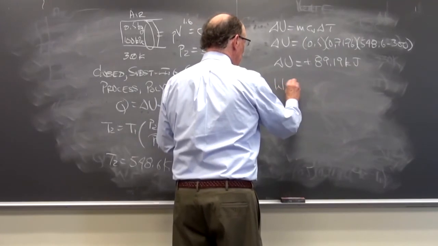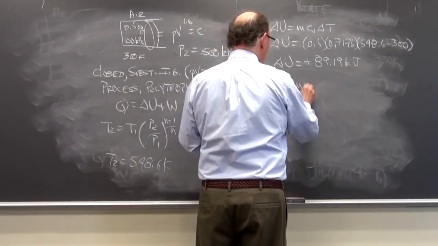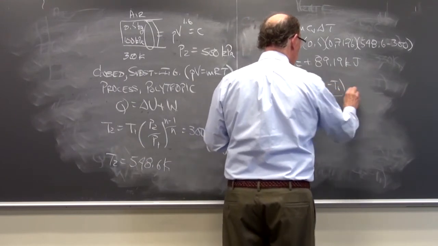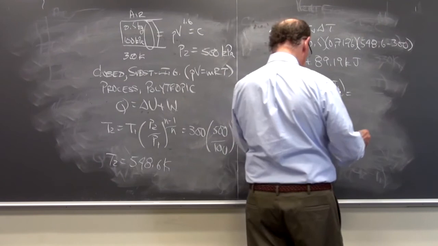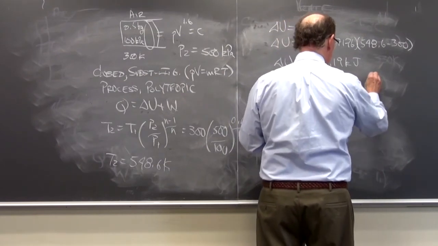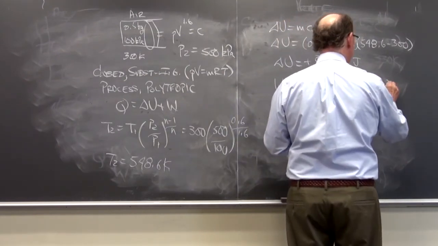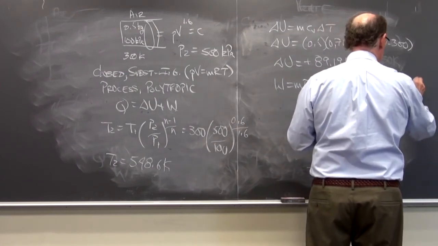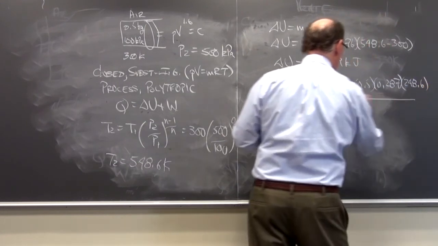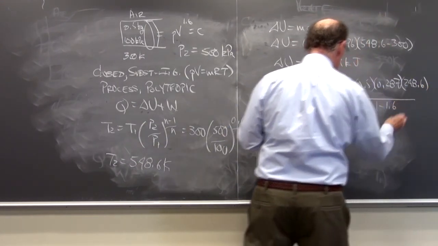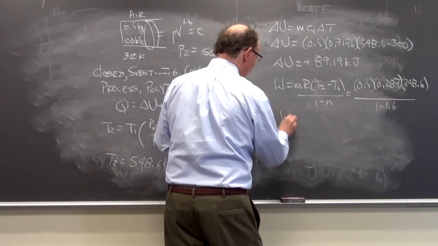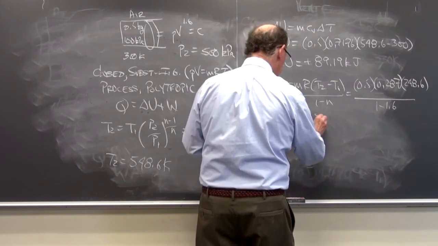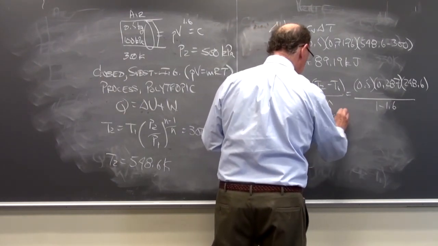The work is equal to m R (T2 minus T1) over 1 minus n. So this is equal to 0.5 times R, which is 0.287, times delta T, which is 248.6, divided by 1 minus 1.6. And so we find that the work is equal to minus 59.45 kilojoules.